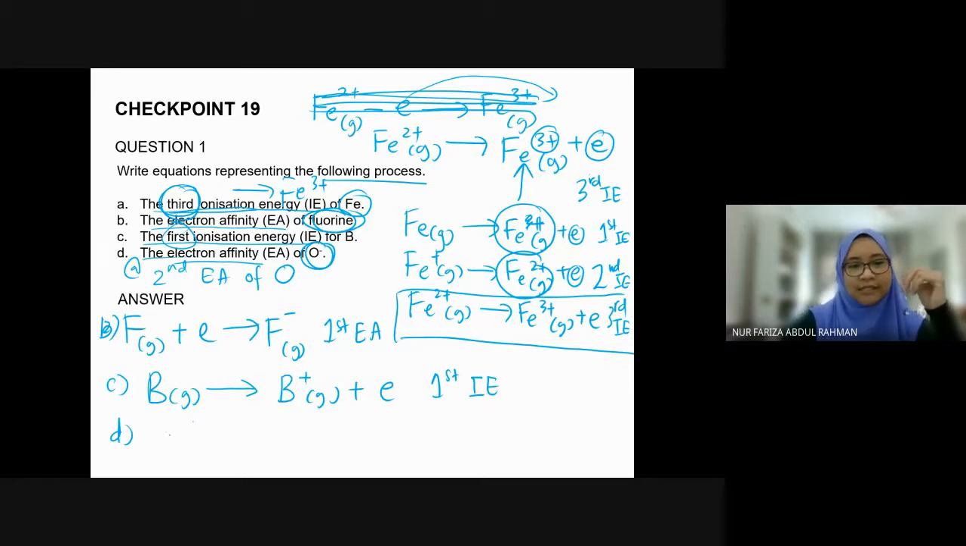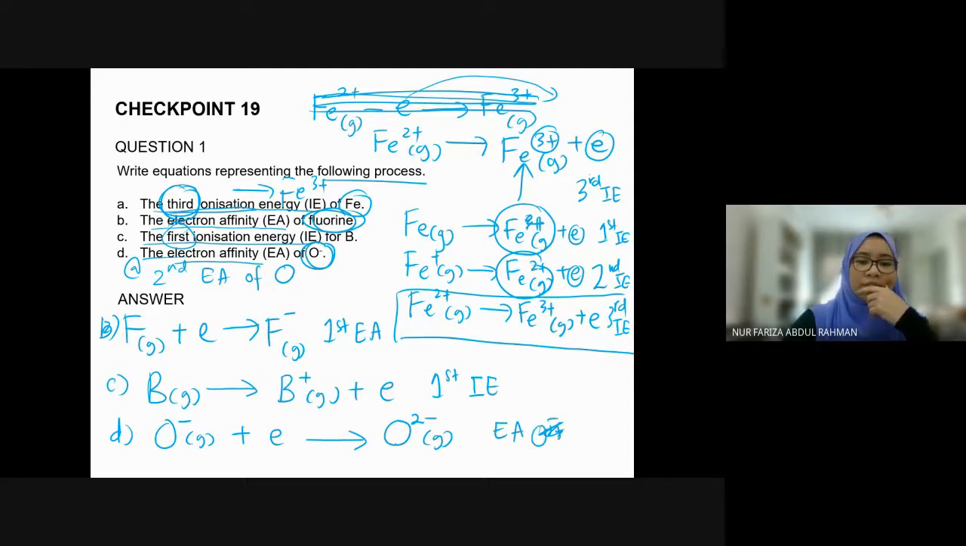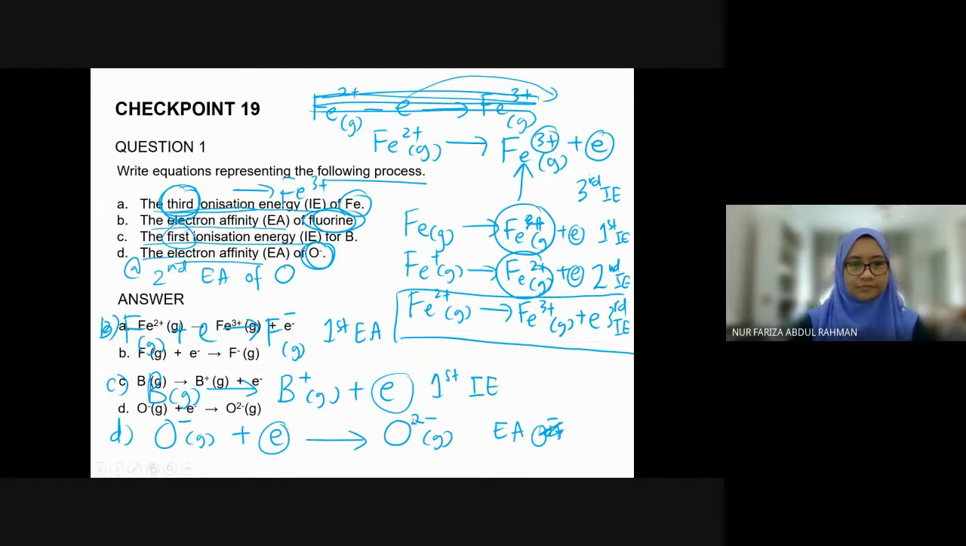Alright, so we start with O minus in gas state plus electron becoming O2 minus in gas state. So this is the EA of O minus. As you can see, for each of the chemical equations, all the electrons are one. It is a step by step process, a stepwise process, right? Can you see it here? Yes, correct.